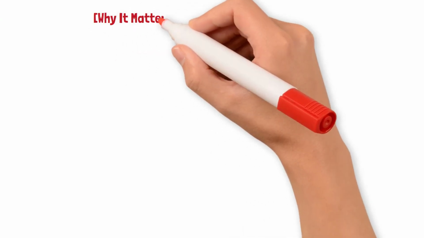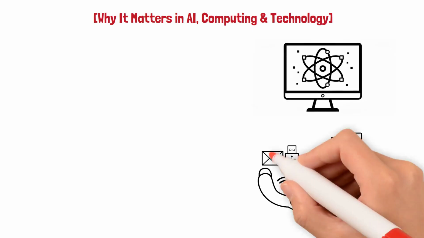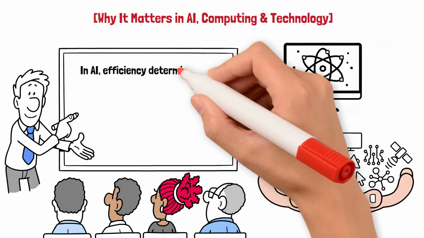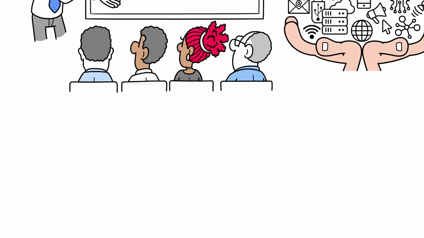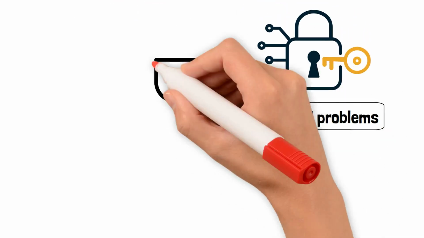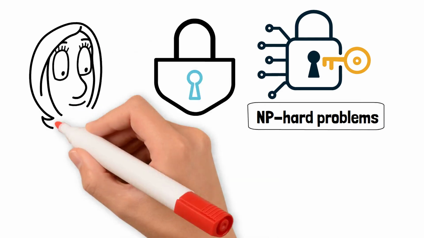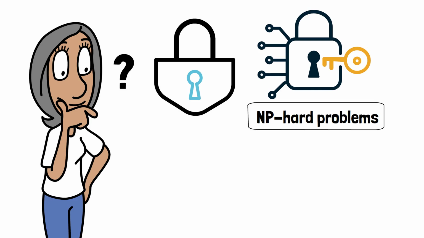Why it matters in AI, computing, and technology. Algorithmic complexity and computability define the boundaries of technology. In AI, efficiency determines whether a model can be trained in hours, weeks, or not at all. In cryptography, NP-hard problems keep our digital world secure. In optimization, understanding complexity tells us which problems need clever approximations rather than brute force.